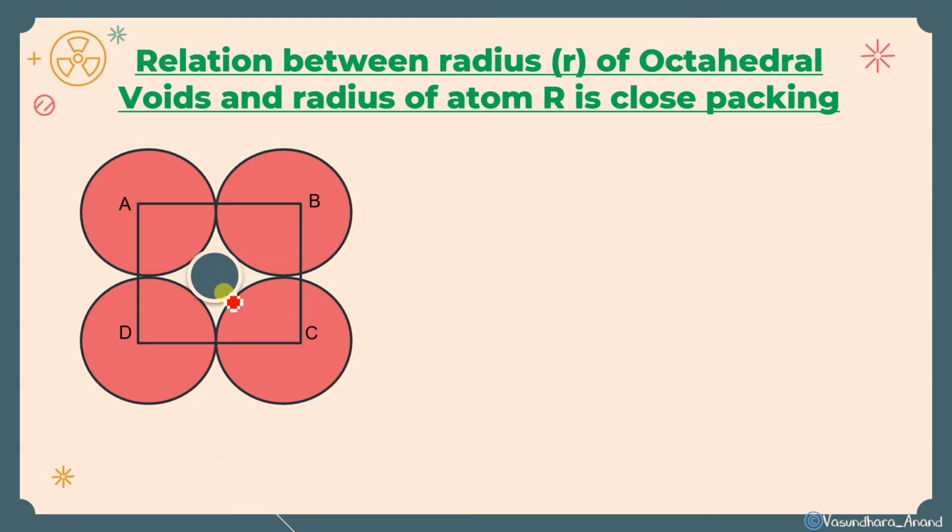Let's see this. AB is the edge length, AB or AD or CD or BC, all four sides are the edge length. And if you see, this one is the radius of the atom, this one is also the radius of the atom, so this becomes R plus R, and this one is the void. That's why I'm using a different color over here, and the radius of this void is r, so completely it will be 2R.